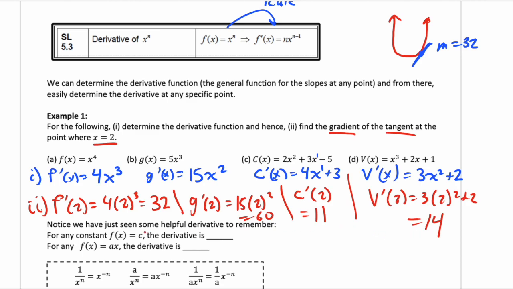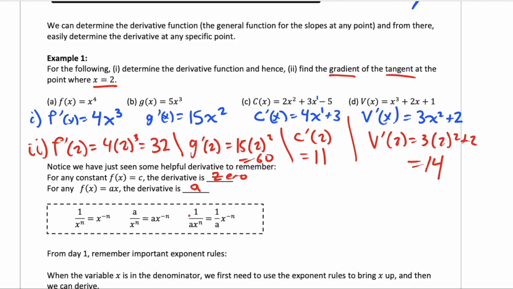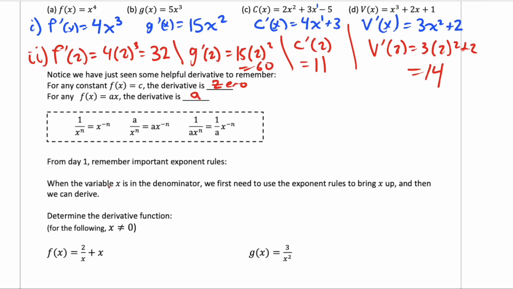Okay, so notice we've just had some helpful derivatives to remember. For any constant, the derivative is 0. And for ax, the derivative is a. Okay, so the exponent of x can be negative. Now, if you have an x in the denominator, you could always write it as a negative exponent, and then you can find the derivative.